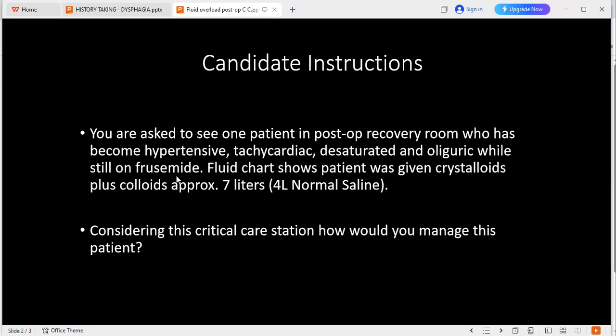What else might have happened? It's a post-operative case, so the patient may have third space loss, and that's why the patient is oliguric. Okay, how likely is it that the patient can suffer from acute kidney injury after procedures? I didn't get it, ma'am.